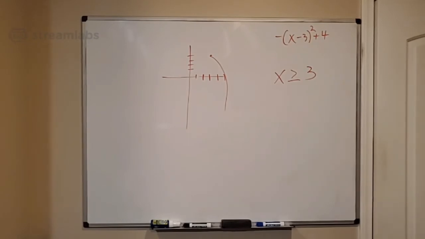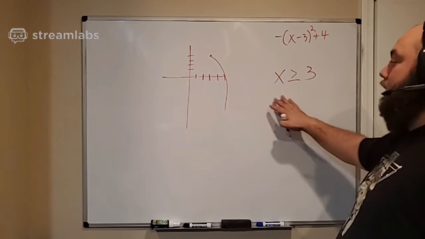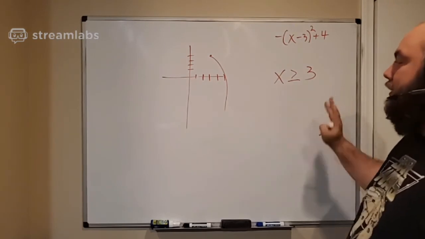It could be bigger than 3. I could restrict my domain at 5 or 6 or 7. However, they asked us for the least integer, or smallest, is what they said. So the smallest possible value of m is going to happen at the vertex. Any number bigger than the vertex, or if it was x is less than, any number smaller than the vertex would also work, because I would just keep erasing more of the graph if I was doing different numbers than 3.